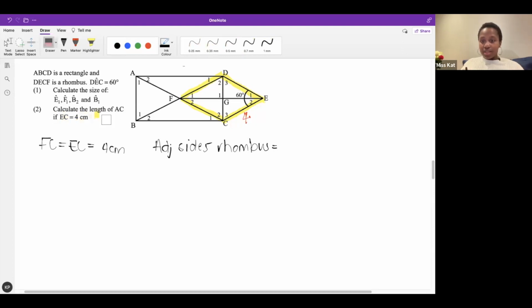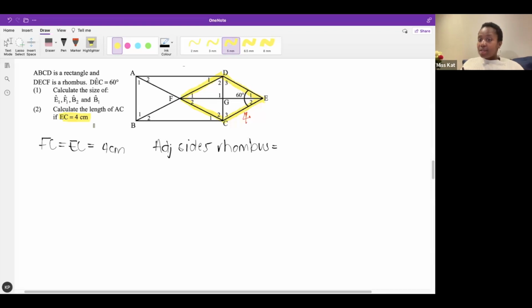So they told us, nope, you can't say what it looks like. You need to read the information. Remember I said we don't assume anything. They told us it's a rhombus, so we apply. The 4 comes from the question, guys. Calculate the length of AC if EC is 4. Do we see? Oh, we're not reading questions. There, I just highlighted it.